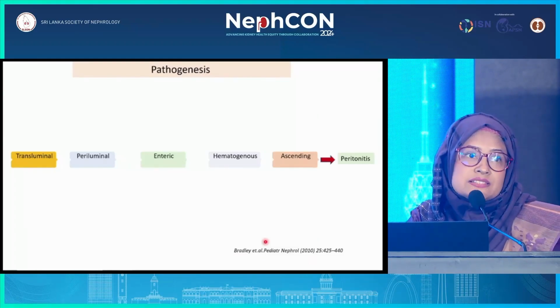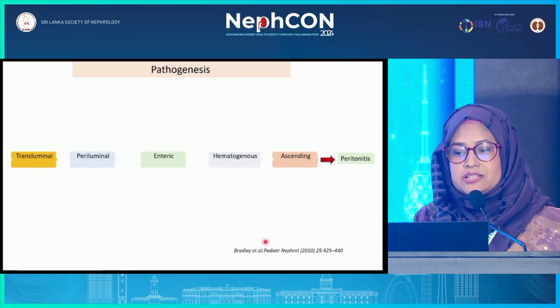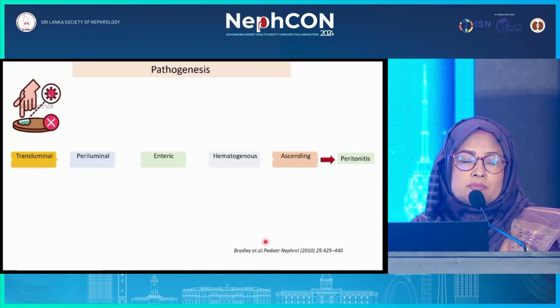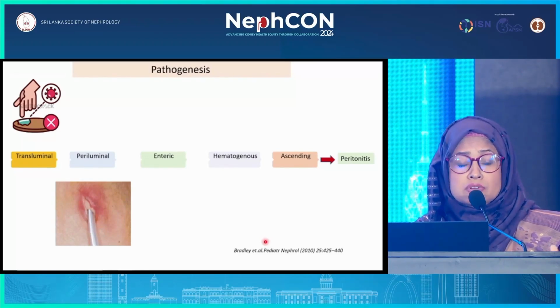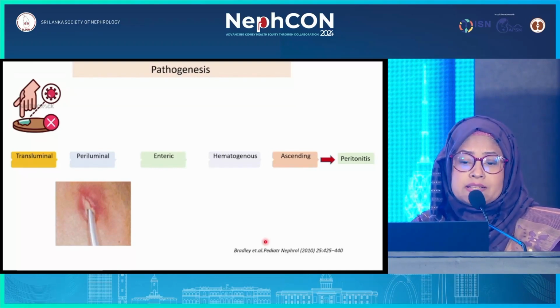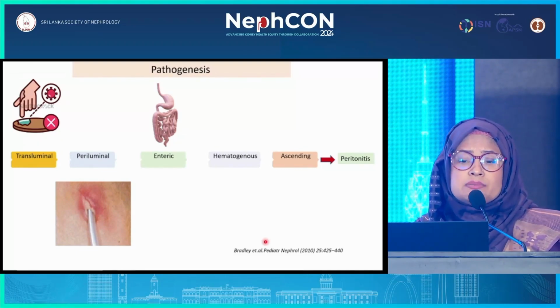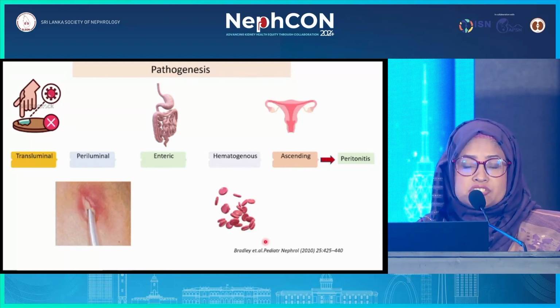Now, moving to this slide, let's discuss a little bit about the pathogenesis. Peritonitis can result from bacteria reaching the peritoneum by one of several routes. Transluminal, that is touch contamination, is the well-recognized contamination and risk factor for developing peritonitis. Then periluminal, that is exit site infection and tunnel infection, also causes peritonitis. Sometimes gut infection, mesenteric adenitis, and intestinal TB also cause peritonitis. Then hematogenous, and rarely, in a female child, ascending from the genitourinary tract.